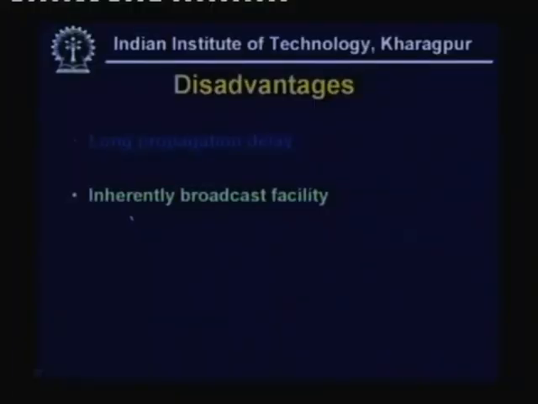Then another disadvantage is it is inherently a broadcast facility. So, since it is inherently a broadcast facility, the antenna transmits something and a number of receivers are listening to it. So, it is difficult to transmit private data. However, this can be taken care of by suitable encryption technique. So, new techniques are emerging with the help of which the security can be achieved, that we shall discuss later.